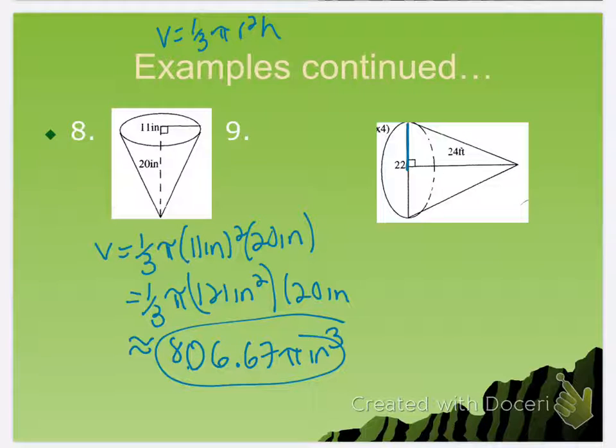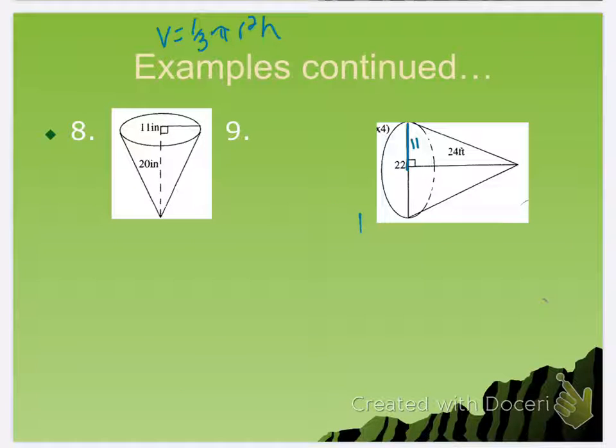Okay, our next one gives us the full diameter, so to get the radius is just half of it, so that's 11. So again, we have volume, which equals 1/3 pi 11 feet squared times 24 feet. 3 goes into 24 8.